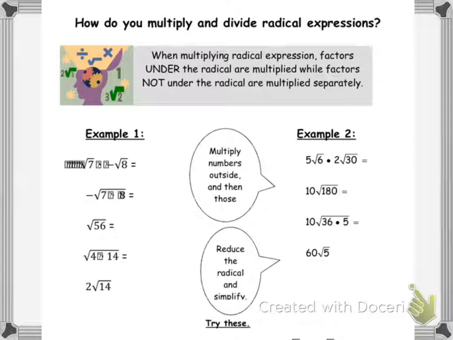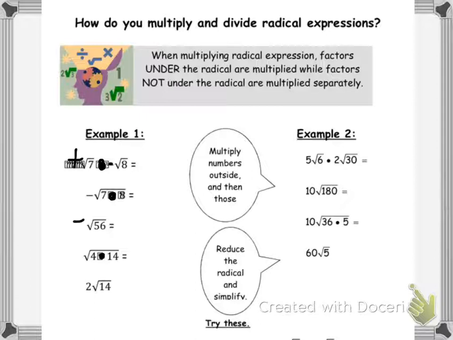Example 1, you've got negative 7 times a negative square root of 8. Alright, so we're going to multiply square root of 7 times square root of 8. So we multiply the outside number. We just multiplied 7 times 8, got 56. Now we're going to see what perfect squares go into 56. Well, we've got 4 and 14.